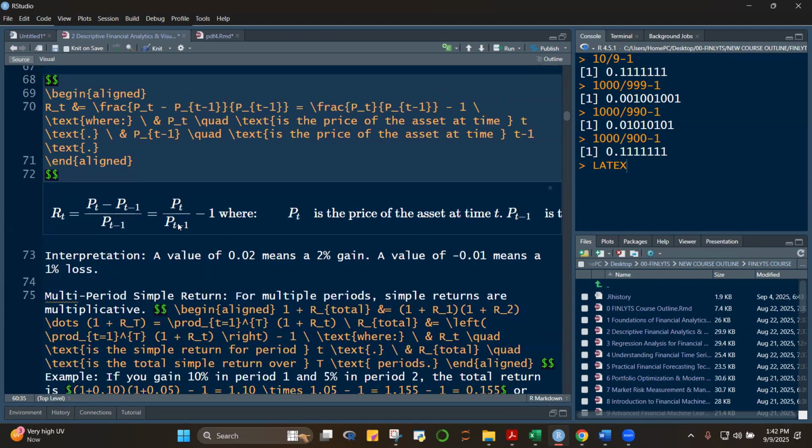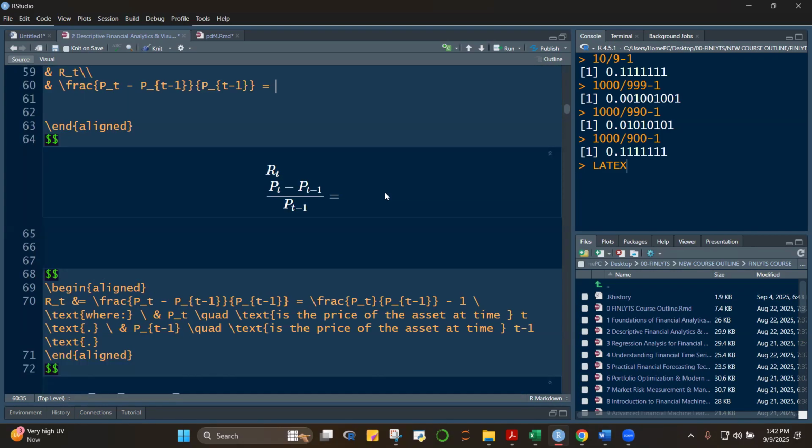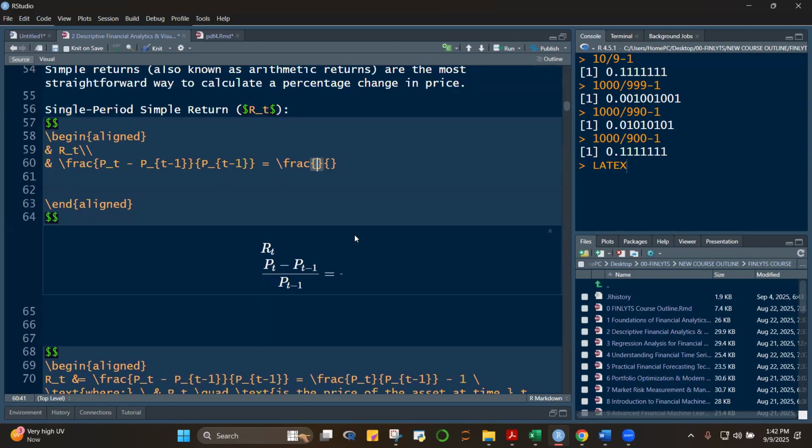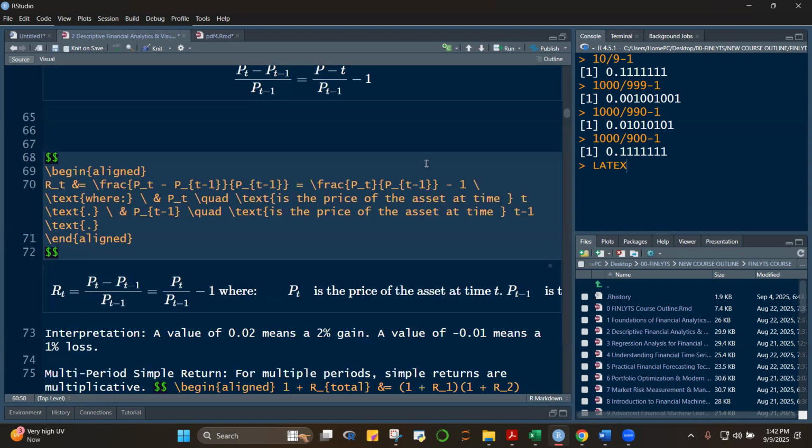Okay, and then, what's this, class? Is equal to P sub t over P sub t minus 1. That's another fraction, di ba? So then, once again, we have frac. Okay, what's the numerator? P sub t. P underscore t. What's the denominator? Just like this one. I'll just copy this, class. Control C. And then you have to have a minus 1 here. There. Okay, take a look, class.